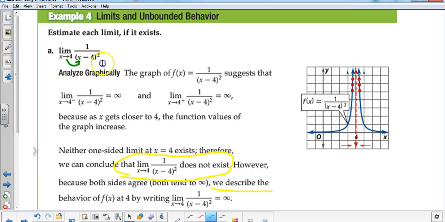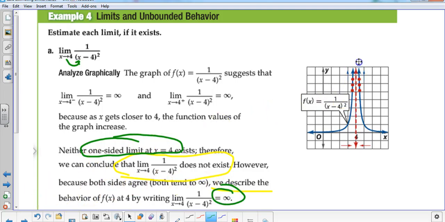If you put this in your calculator and you type 3.9, 3.99, and then you type 4.01, 4.001, it's getting huge. It does not approach a particular value. Neither one-sided limit at 4 exists because it's just going towards infinity. Therefore we can conclude that the limit at 4 does not exist. However, both sides are going towards infinity, so we can describe the behavior at 4 as approaching infinity.